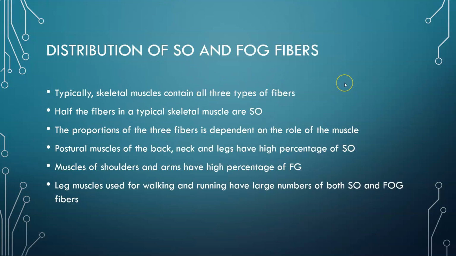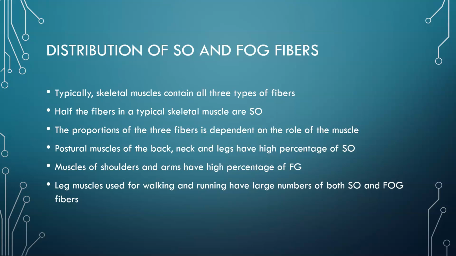So how do we look at the distribution of these three particular fibers? We're going to look at slow oxidative and fast oxidative first. Typically, skeletal muscles contain all three types, even though we've separated them out here. Half of the fibers in a typical skeletal muscle are generally slow oxidative. Now, depending on the role of a particular muscle, the proportions of the three fibers really depend on what that muscle is used for.